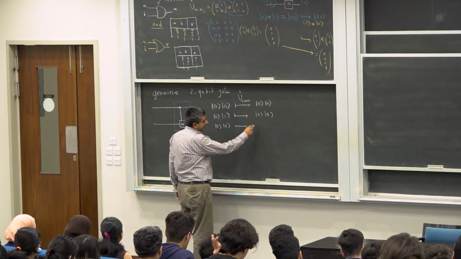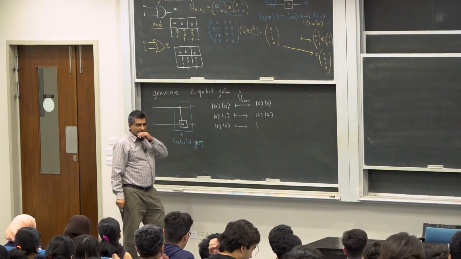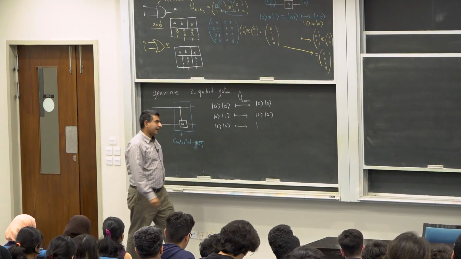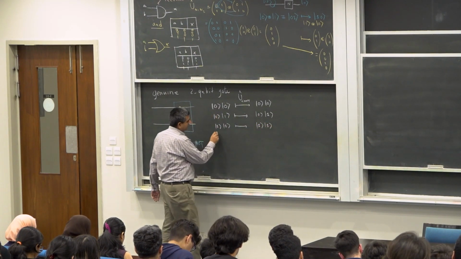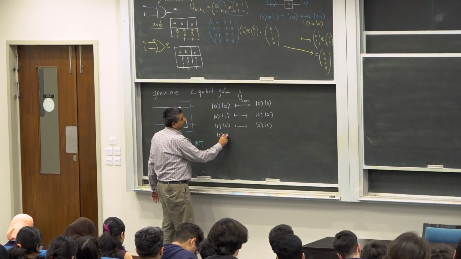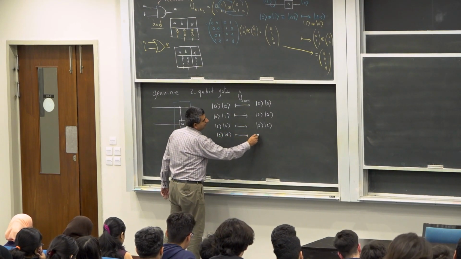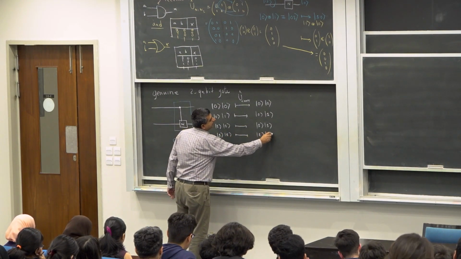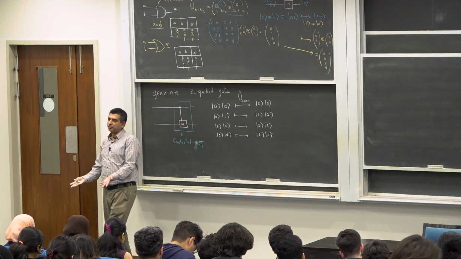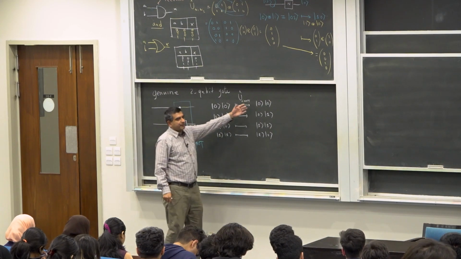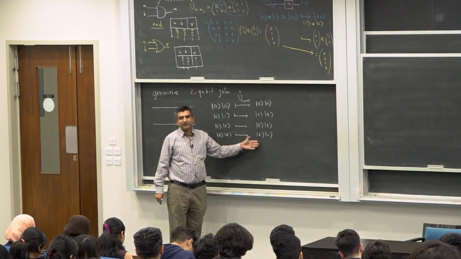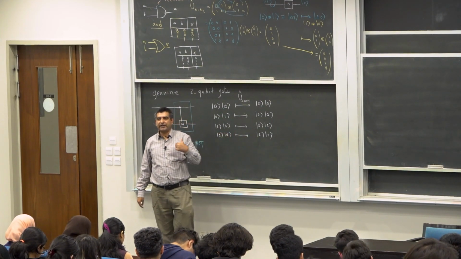Can you predict what the output is going to be now? Ket 1, ket 1. What about ket 1, ket 1, what does this change to? So this is the truth table for a controlled NOT gate. And by looking now at the outputs, you can infer with certainty what the input would have been.